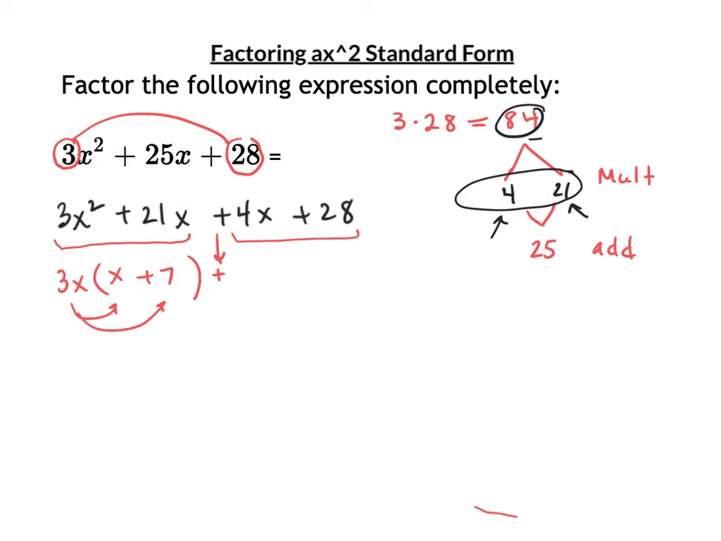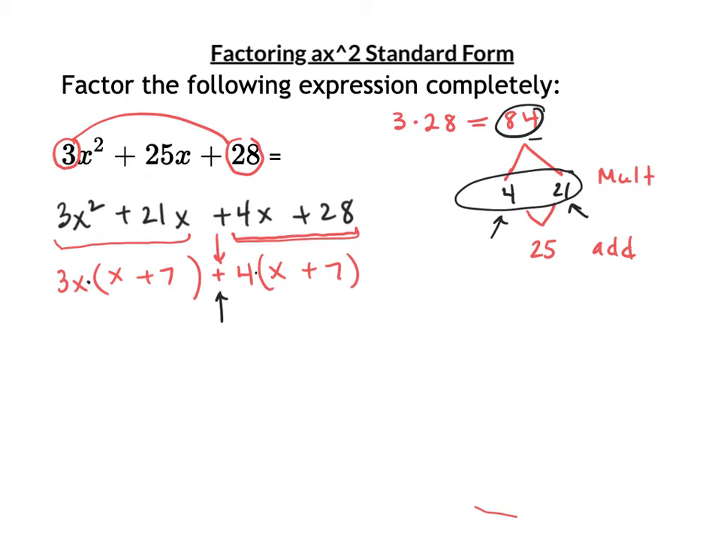Plus, and look at the last two. 4 and 28 are divisible by 4. 4 is the GCF. And 4 times x is 4x. And 4 times 7 is 28. What you've just done is turn these 4 terms into 2 terms. And the 2 terms are separated by this addition. Terms are joined by multiplication, and they're separated by addition.